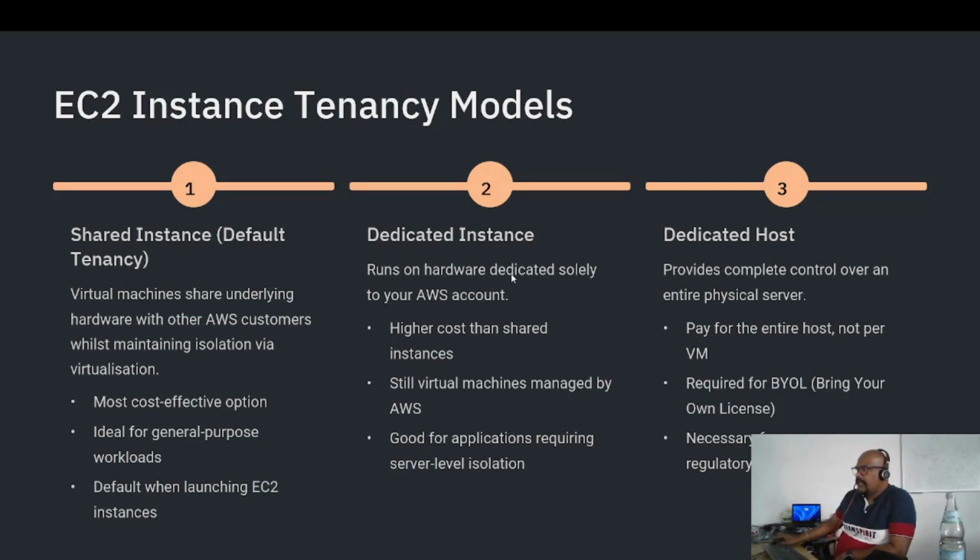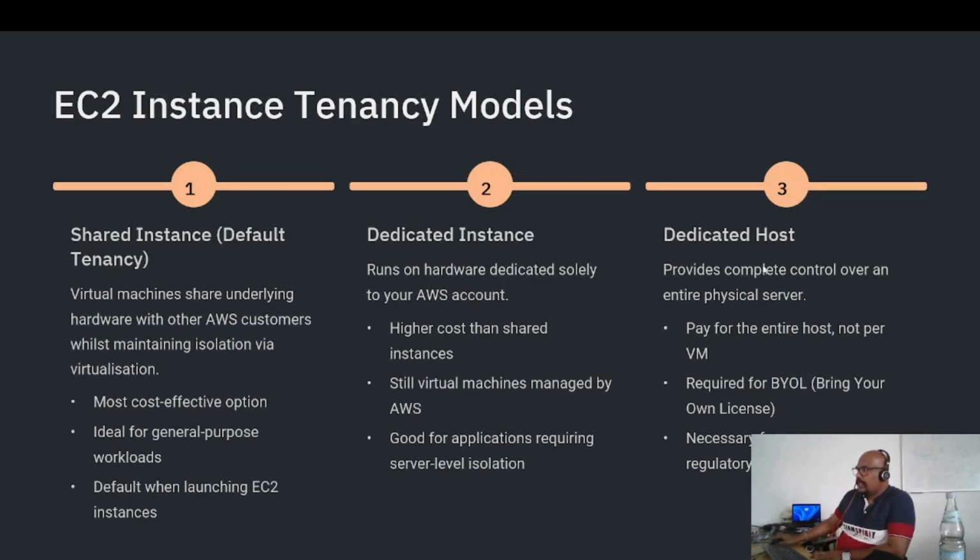In the case of a dedicated instance, suppose some customers want to launch their instance on particular dedicated hardware. AWS provides this feature. For example, banking customers who want to launch their instance on physical hardware dedicated to a particular account can opt for the dedicated instance tenancy.